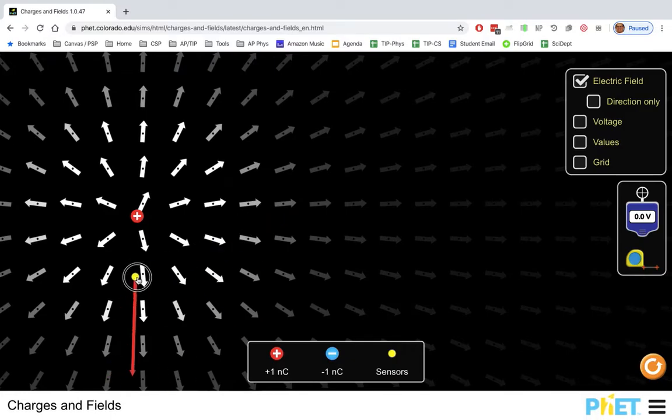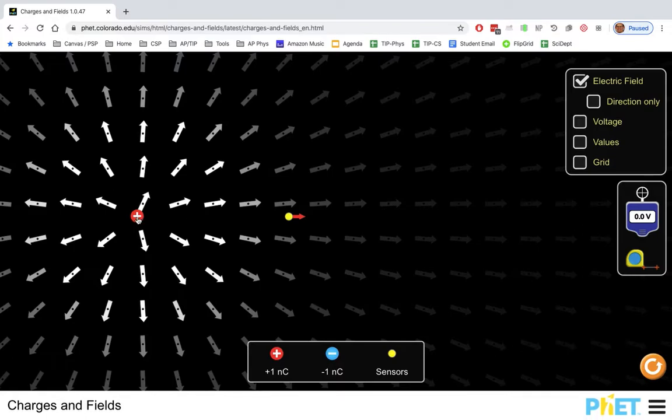And so if I put my little test charge over here, it would feel a force downwards. If I put it right here, it would feel a really big force down to the right. So what the electric field is showing us is the force that particles would feel at that location. So on this little test charge right here, there's a force to the right.